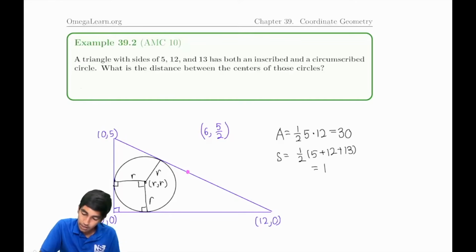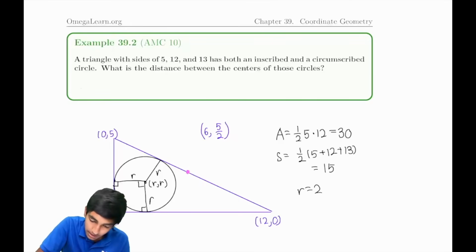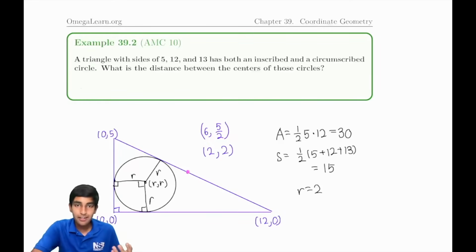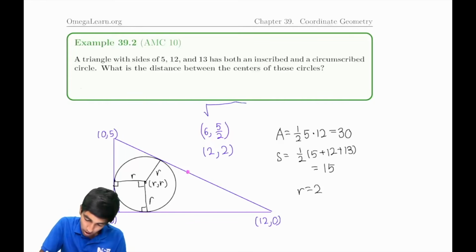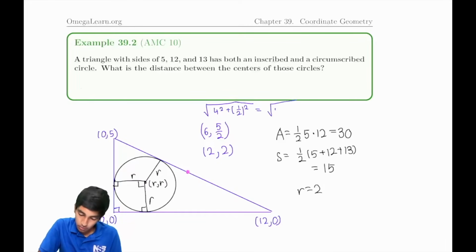Which is half of 30, 15. The area over the semi-perimeter is 2, so R is 2. So this point, the incenter, just has coordinates 2, 2. And now we just use our distance formula. The square root of 4 squared plus 1/2 squared. That is the square root of 16 plus 1/4, or the square root of 65 over 4, which is just root 65 by 2, and that's the answer.